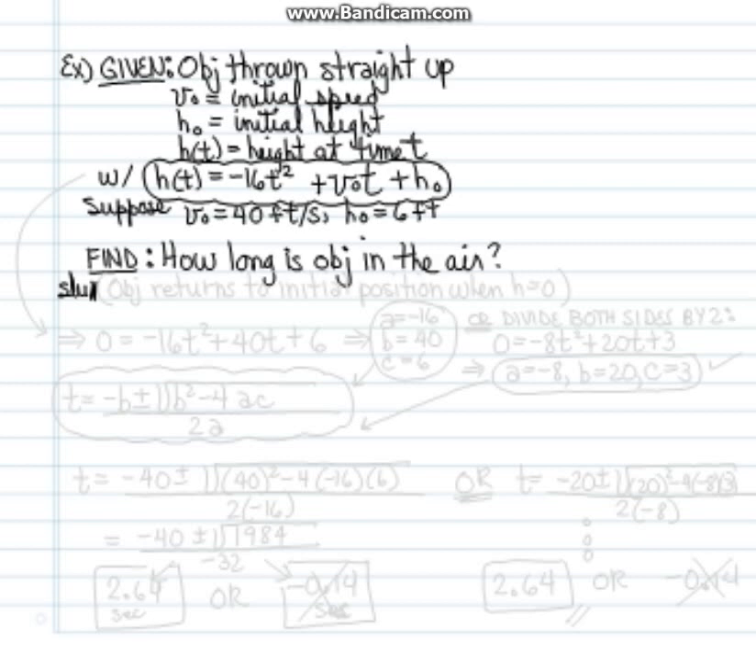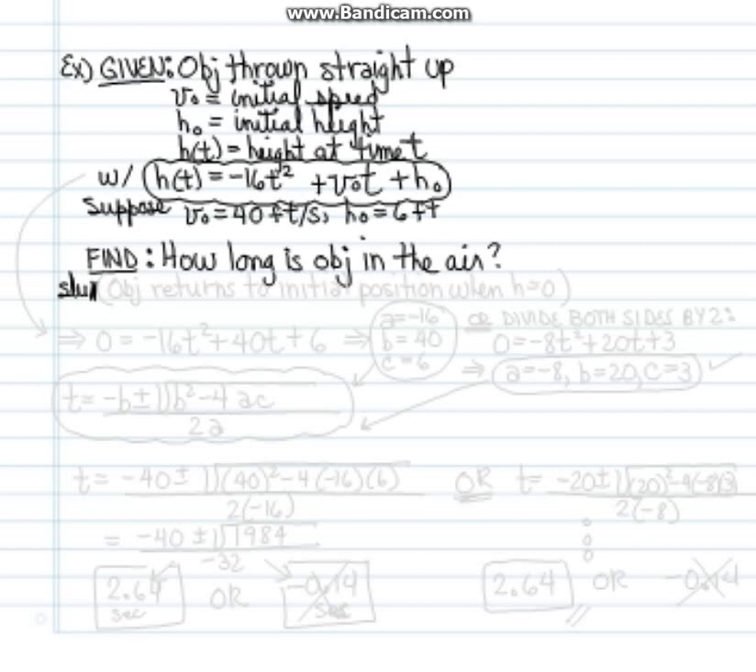Let's solve this application problem from physics using the quadratic formula. We're given that an object is thrown straight up in the air, and the symbol v sub 0 is equal to the initial speed of the object, h sub 0 is the initial height of the object, and h of t is the height of the object at time t.